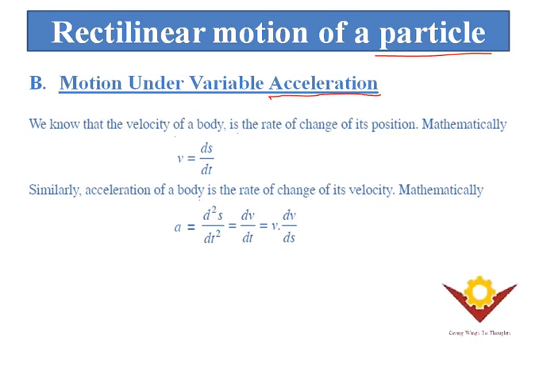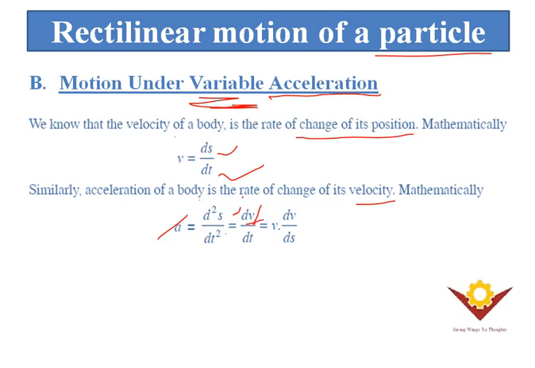So we know that the velocity of the body is the rate of change of its position, which is ds by dt. Similarly, acceleration of the body is the rate of change of its velocity. That means if the velocity changes, then the acceleration changes. So that's why we call it variable acceleration. If the distance changes, acceleration changes. If the velocity changes, acceleration changes. It's varying with respect to the velocity and the displacement, and moreover with respect to the time also. So it is a dependent variable.